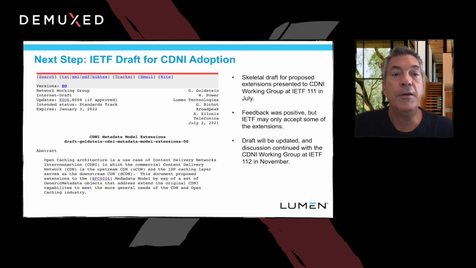And finally, we have the IETF draft for how we want to extend RFC 8006. So the skeletal draft was proposed at the IETF 111 meetings back in July. Feedback was pretty positive. I don't think they're going to take all of it. They might not take processing stages. And now upcoming in November, we have IETF 112, where we will propose to move this thing along further.